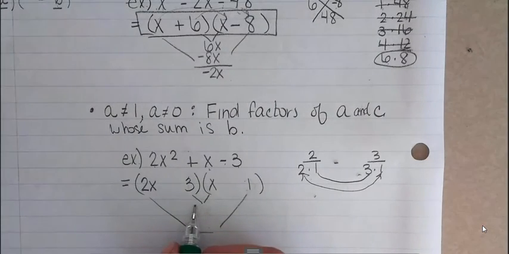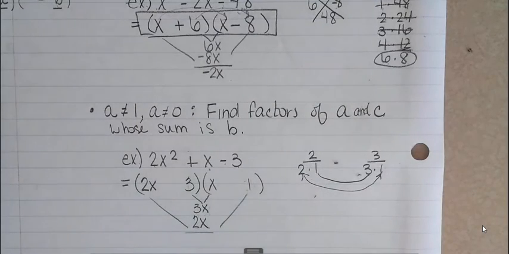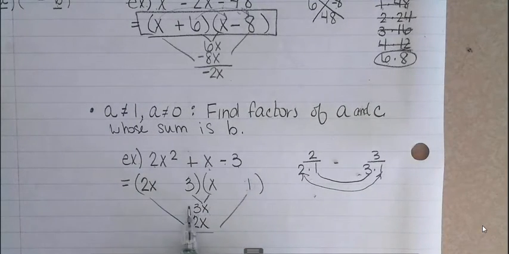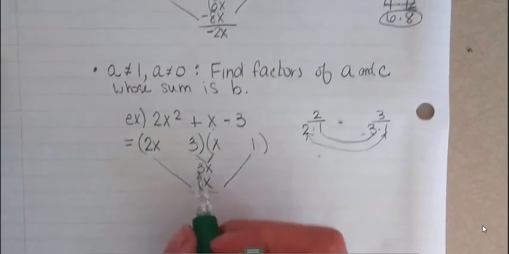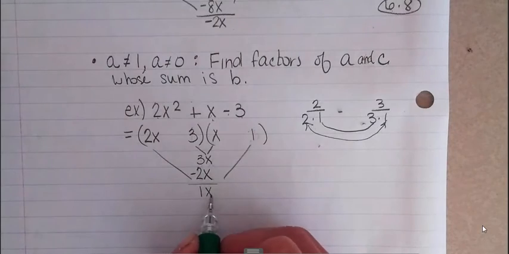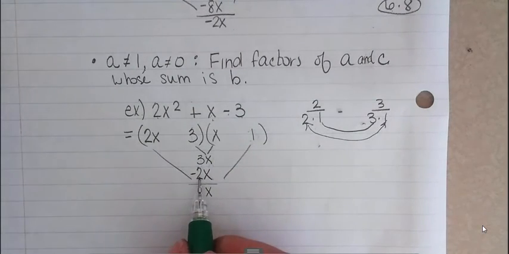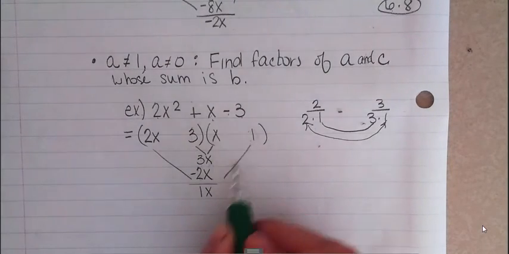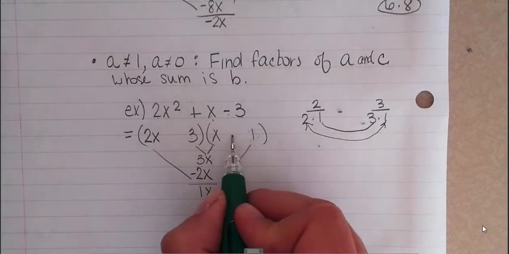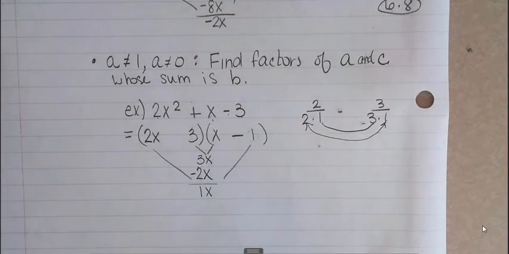So the inners will now give me 3x. The outers will now give me 2x. I need to get a positive 1. So which of these two needs to be negative? The 2x should be negative, so that when I add them together, I get a positive 1x. So that means that when I multiply my outers, it needs to give me negative. So that negative sign is going to go right here.